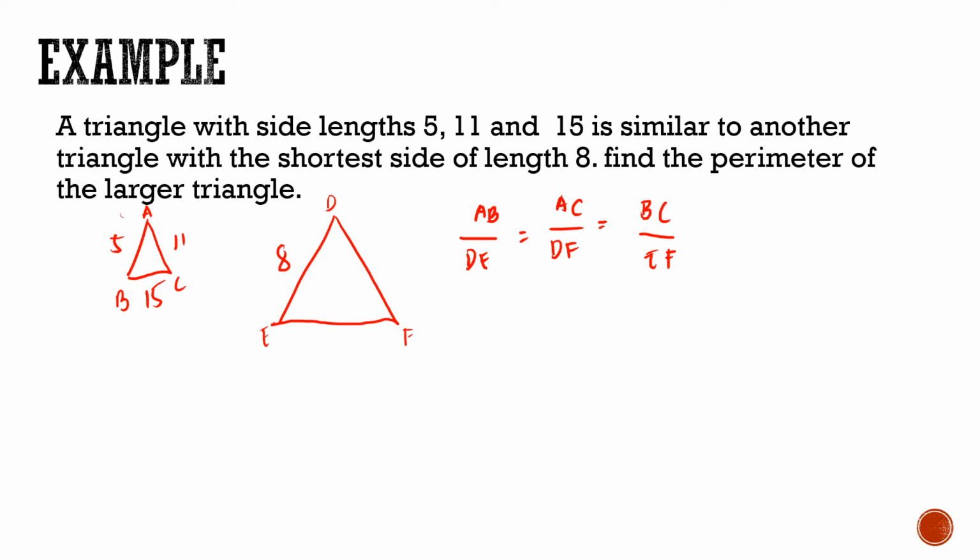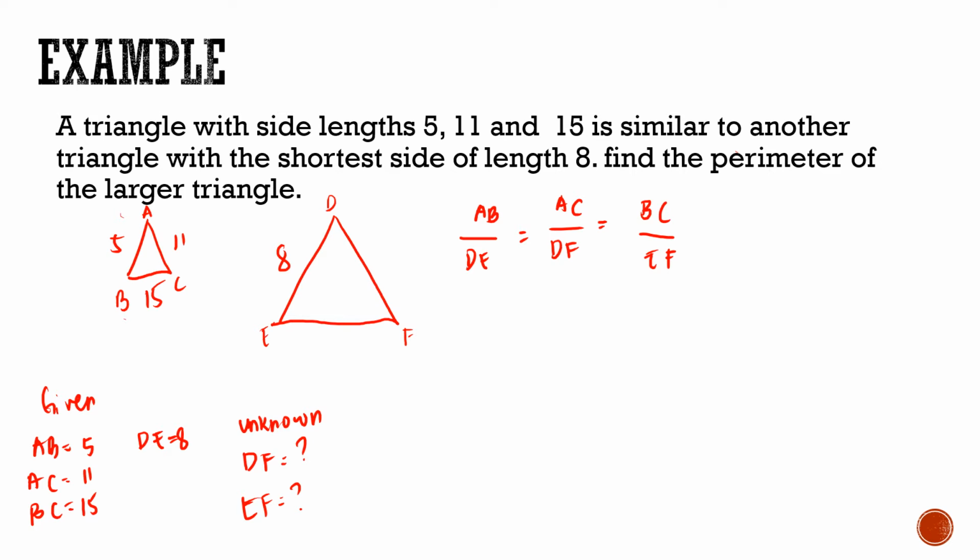Now let's write our given. So your given are AB is equal to 5, AC is equal to 11, and BC is equal to 15. Also, DE is equal to 8. So our unknown is actually DF and EF. So let's find DF first.